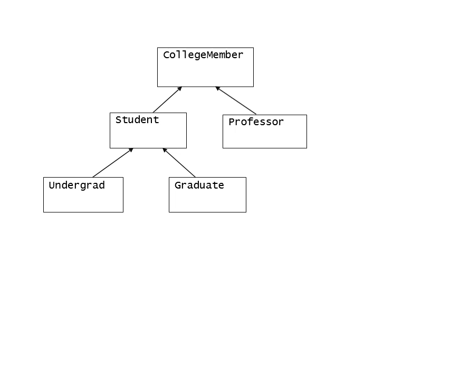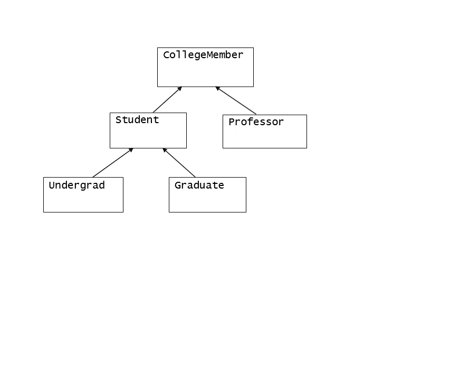You could have a college member class, a student class, which is a subclass of the college member, a professor class, which is a subclass of the college member, an undergrad class, which is a subclass of the student class, and a graduate class that is a subclass of the student class. So you could have five classes in a subsets type of configuration, as illustrated by this diagram.